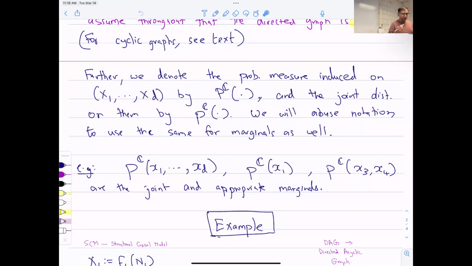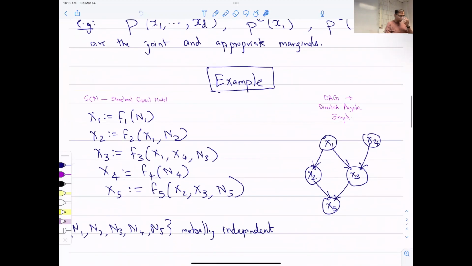Okay. I'll also abuse notation for marginals as well, meaning P_C of x1 through xd is a full joint distribution. P_C for just one x1 is a marginal. Depending on the number of variables, I will just use the same function. Honestly, I should use different indices for each one. I'm just abusing notation, so you can see from context what I'm dealing with. Okay.